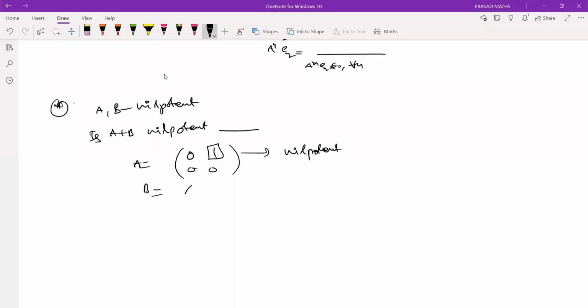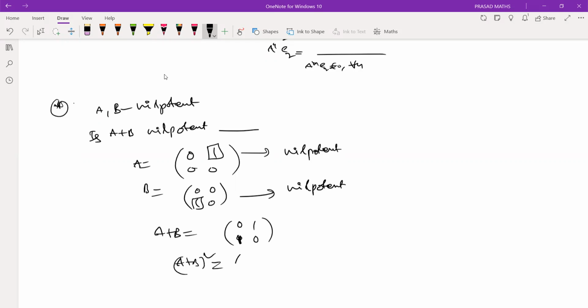You take B equals 0, 0, 1, 0. It is also nilpotent because it is a strictly lower triangular matrix. Look at the sum. What is the sum? 0, 1, 1, 0. Is it nilpotent? No.